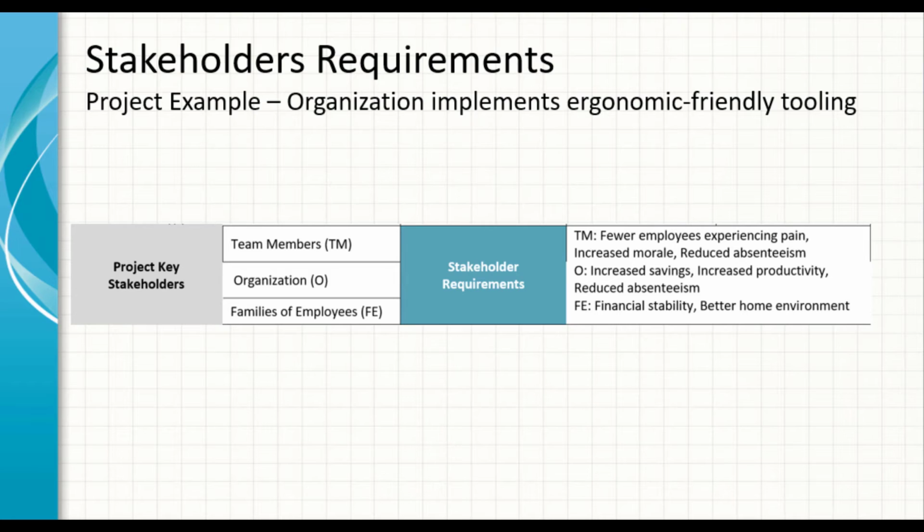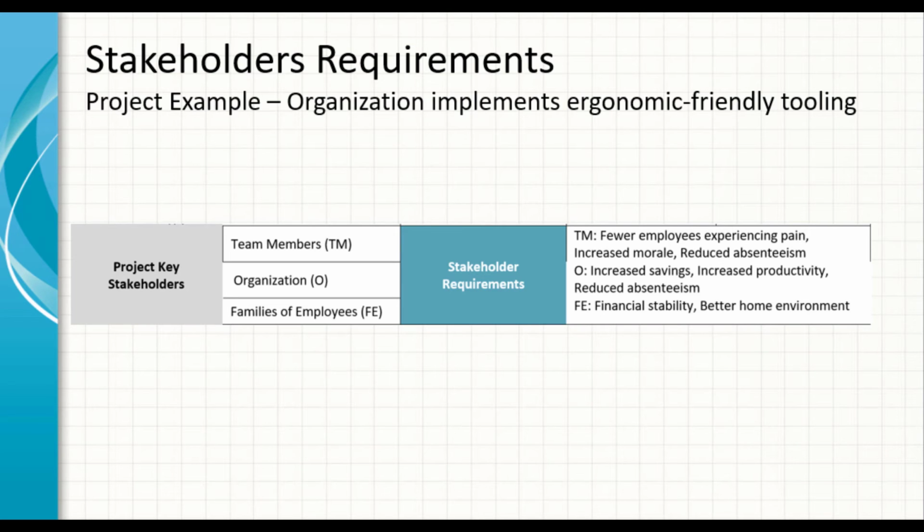So just for context, let's say that the workforce of a manufacturing facility is experiencing an increase in soft tissue injuries. Upon further investigation, the organization finds that a contributing factor to those injuries is the ongoing use of antiquated hand tools. Thus, the organization decides to replace the subpar hand tools with more ergonomic-friendly tooling. The first project stakeholder in this example we'll discuss are the team members, so the employees. They have three main requirements, as you'll see up here.